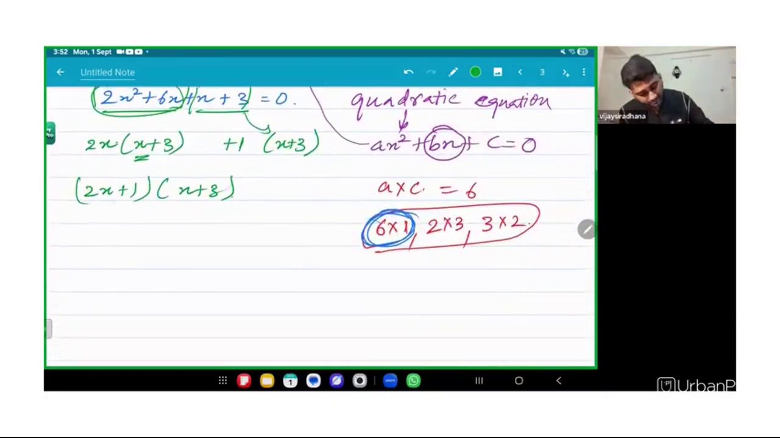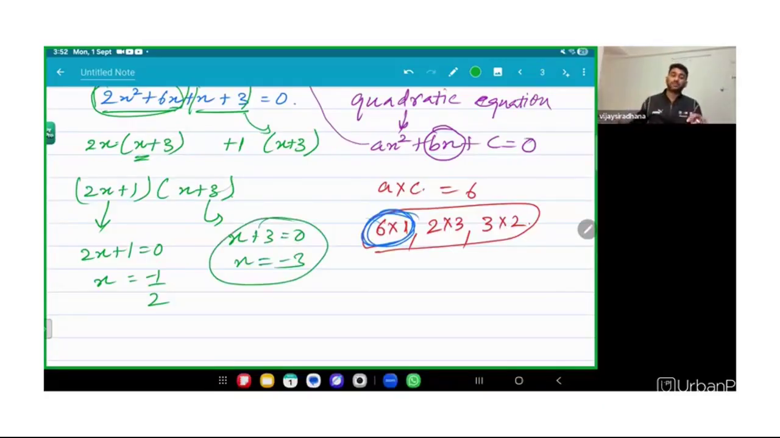Right? Now from this 2x plus 1, you should equate it with 0. So you will get x is equals to minus 1 by 2. And for this one, x plus 3 is equals to 0. So x is equals to minus 3. So this is how we are going to do the middle term splitting method. Now let's solve one more question with the middle term splitting for better clarification, right?